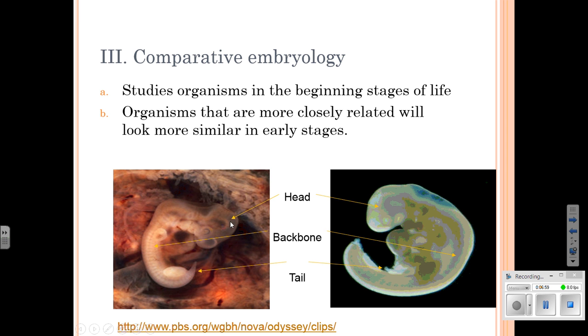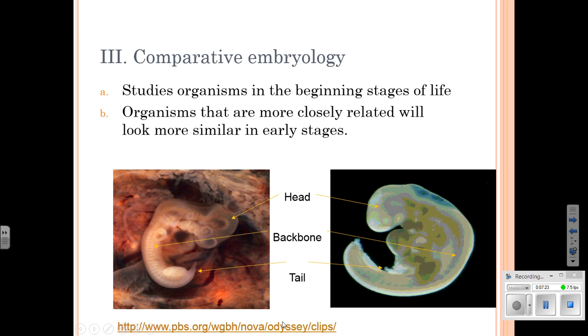So, it's pointing out the head. Here you can see the eye. The backbone is present, so you can actually see the whole spine and all the vertebrae. And then there is a tail that is present, and eventually that tail will be separated into two legs for the human and two legs on that chicken. So very close. We literally can't even tell which one's which.